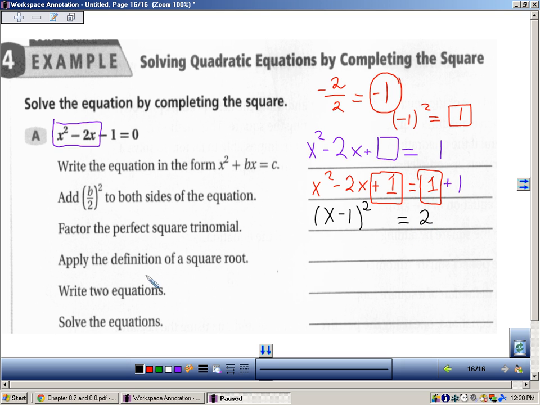It says apply the definition of square roots. So let's take the square root, and so we're going to take the square root of each side. You take the square root, remember you have two answers, plus or minus 2. And so we get a nice reduction here, and we end up with x minus 1 equals plus or minus the square root of 2.